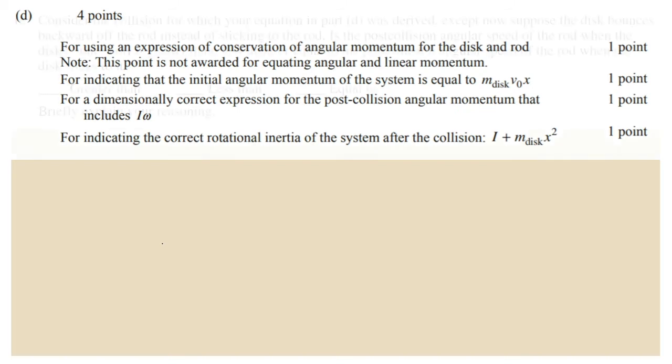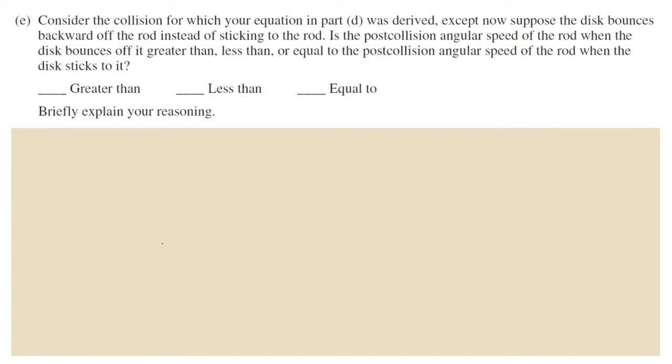All right, moving on to the final part of this question here. It says, consider the collision for which your equation in part D was derived, except now suppose the disk bounces backward off the rod instead of sticking to the rod. Is the post-collision angular speed of the rod when the disk bounces off it greater than, less than, or equal to the post-collision angular speed of the rod when the disk sticks to it?